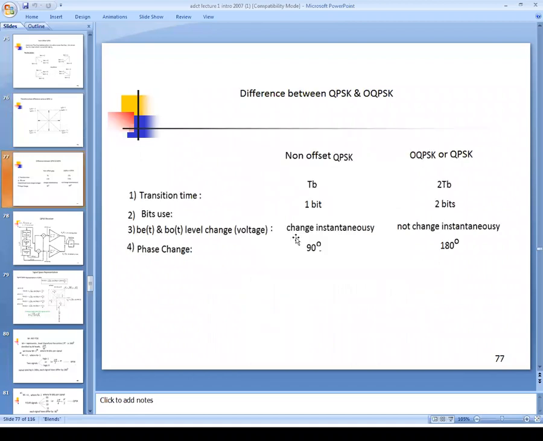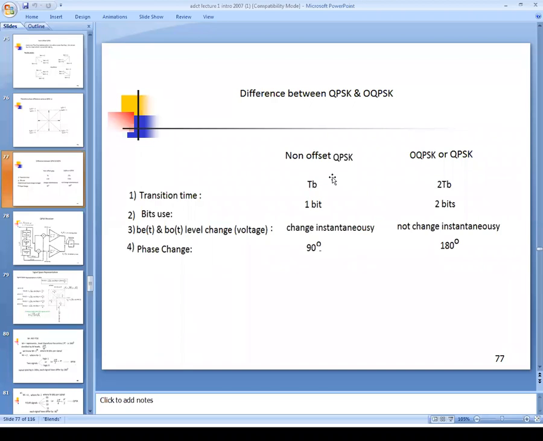Now let us go to the differences between QPSK and OQPSK, that is, non-offset QPSK and offset QPSK or QPSK. The last class, there was a small correction there. In place of non-offset QPSK, a page there had an error. So students, please identify that. Okay, here it is.